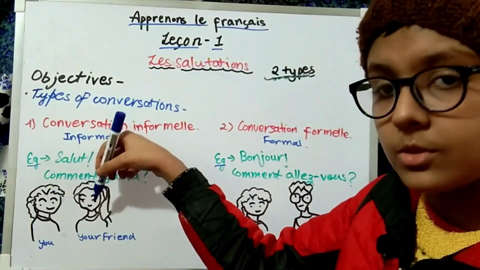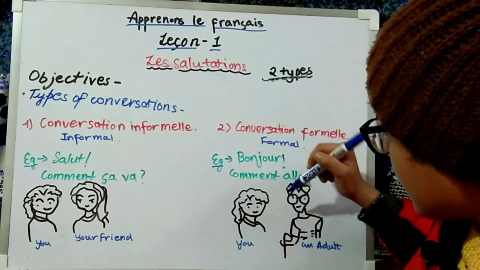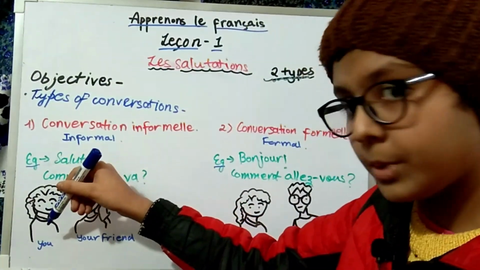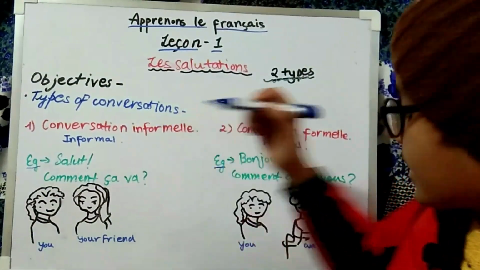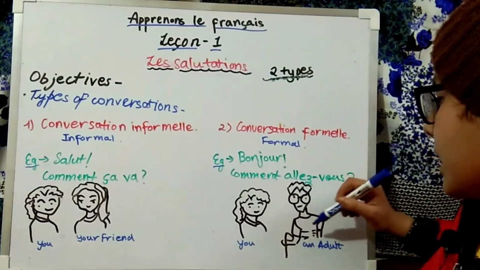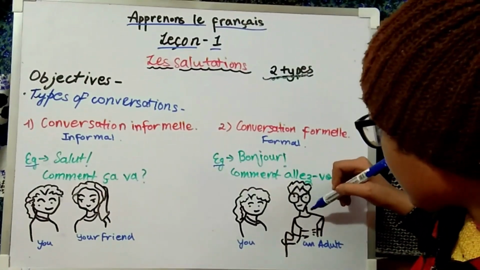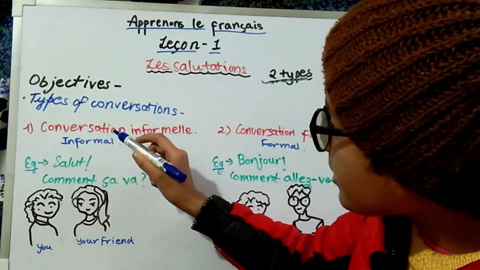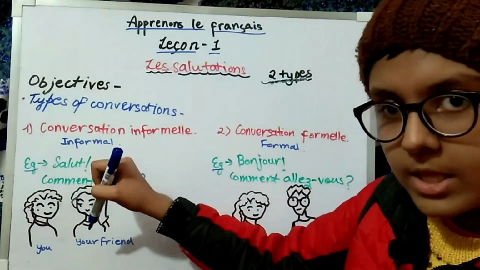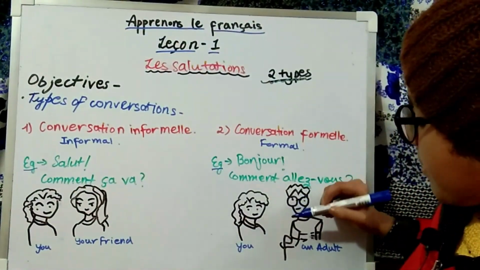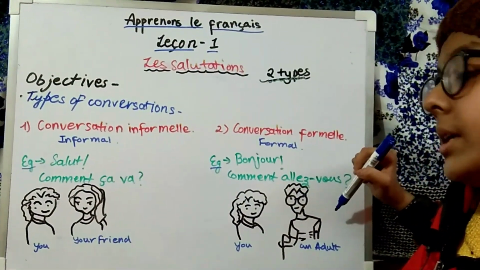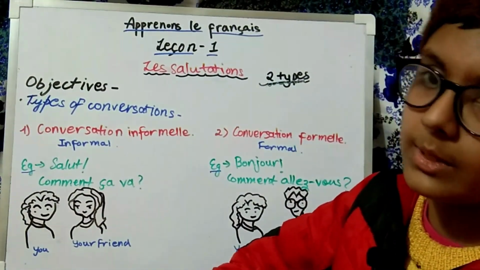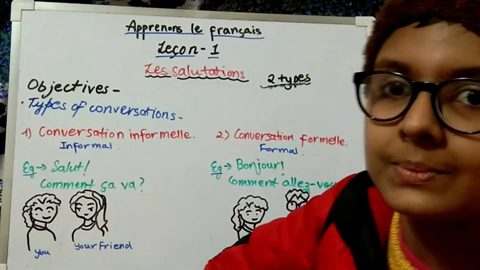So I have illustrated two pictures here. Let's suppose this girl or this person to be you and this to be your friend, and let's suppose this to be you and let's suppose it to be your grandfather. As you can guess from the images, informal conversation is spoken to friends or family members, and formal conversation is spoken to adults or several persons. So that was it. Now coming on to the question answers, let's go.